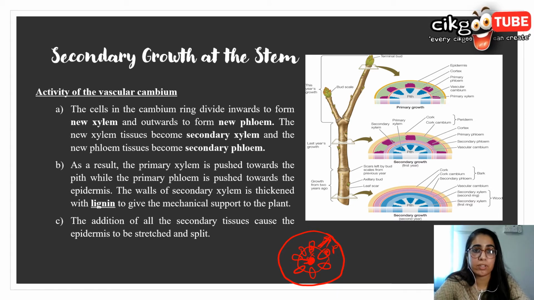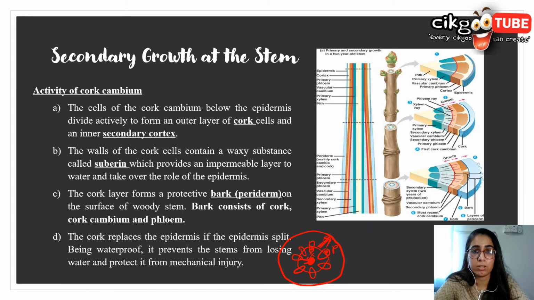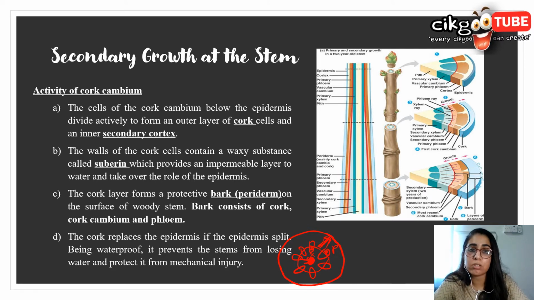Now, activities of the cork cambium. The cells of the cork cambium, which is below the epidermis, will divide actively to form an outer layer of cork cells and also an inner secondary cortex. The walls of the cork cells contain a waxy substance called suberin. This suberin will provide a layer impermeable to water, and it will take the role of the epidermis. So now we don't have epidermis, we have this cork cambium.